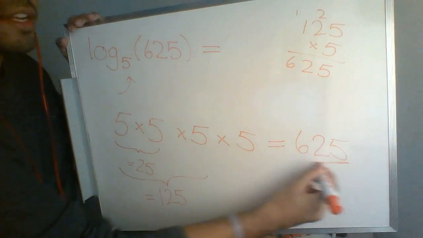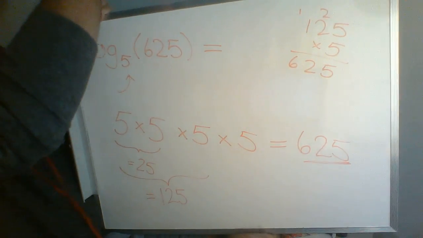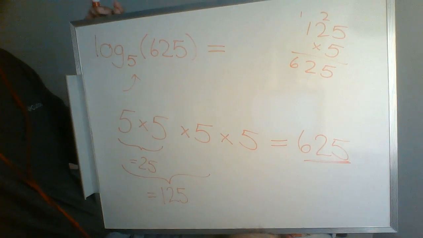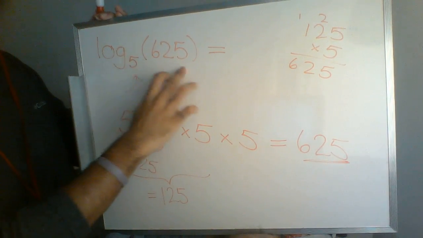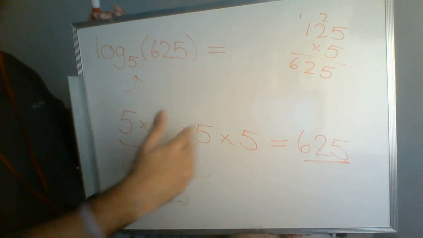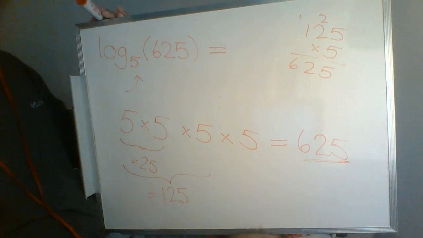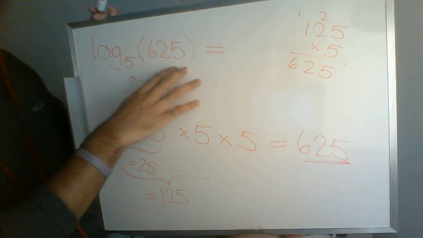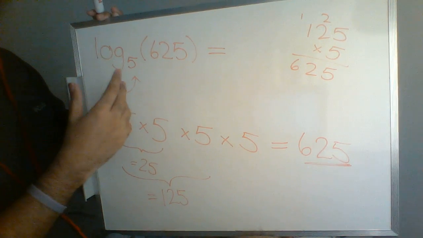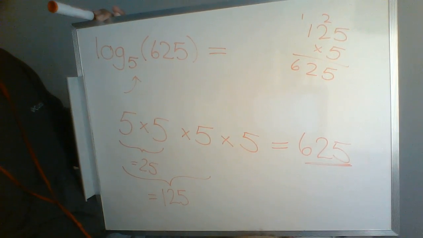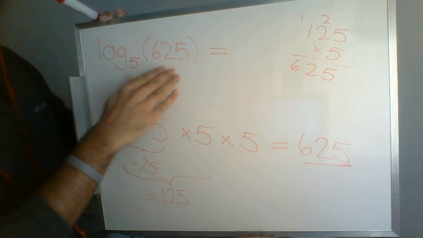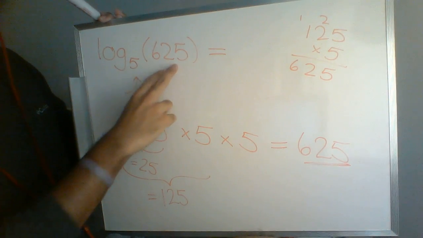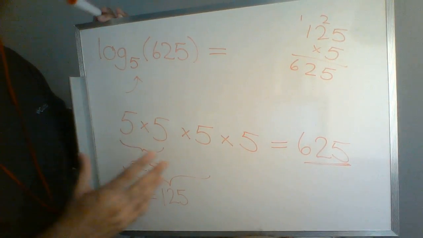Once we've hit that target number, in all the test questions that you get, the target number will be something you can get by just multiplying a few of these together. But with logarithms, that's not a rule. This could have been any number, and we would still have to figure out the answer. Something like 624 would have been a perfectly valid number to put in there, and then our answer just wouldn't be a whole number.